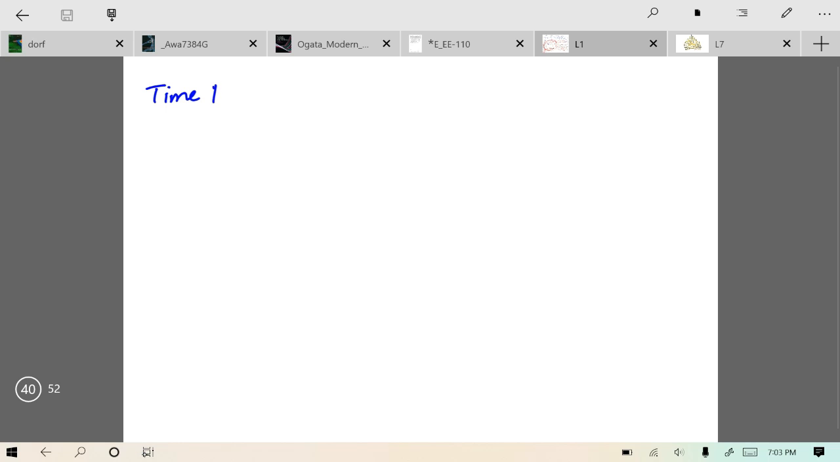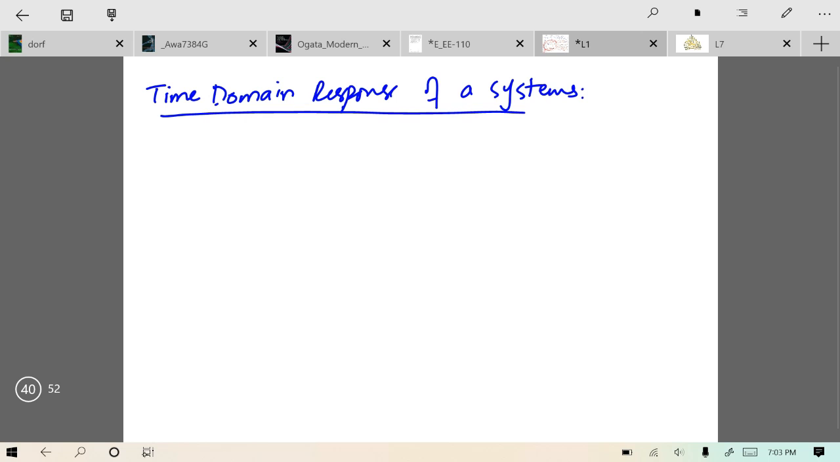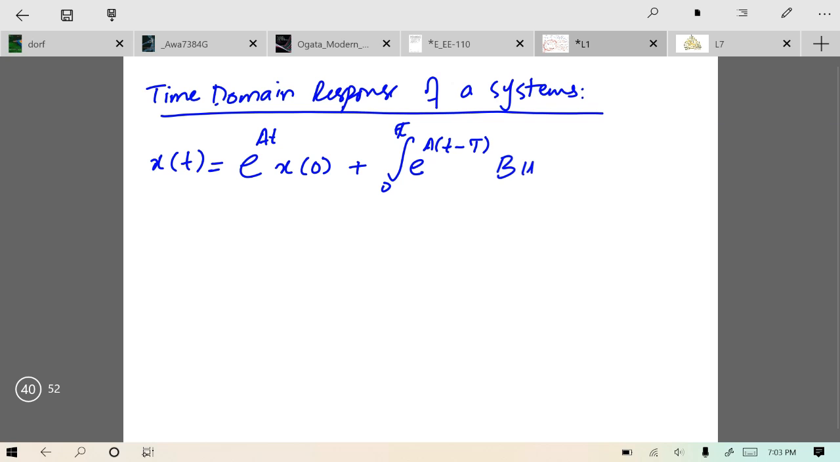The time domain response of a system that we evaluated in our previous lectures was x of t equals e raised to the power At, which is the state transition matrix, into x of 0, the initial condition, plus the integral from 0 to t of e raised to the power A(t minus tau) B u of tau d tau. We already know about this equation.